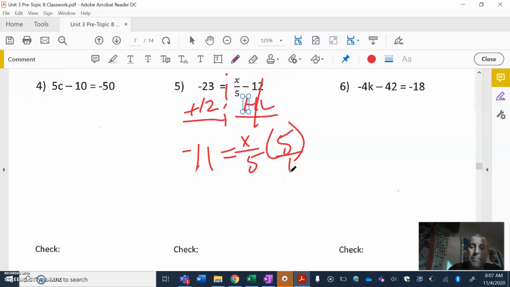So if I multiply one side by 5, I got to multiply the other side by 5. Remember, opposite operations. I could do the whole cross division here. Hey, we don't need to because we know what's going to happen. We're just 5 times negative 11.